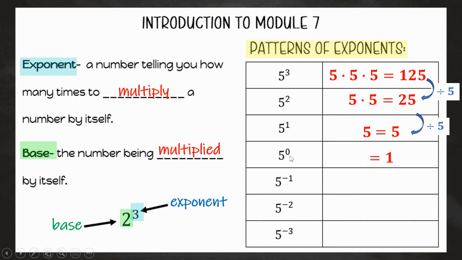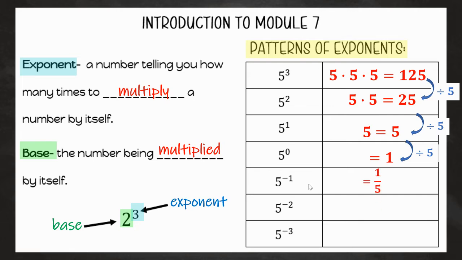Okay, 5 to the 0 power is going to equal 1. And that's because when 5 was to the first power, it was 5. And to go to the next exponent below, we're going to divide by 5. And 5 divided by 5 is 1. So really, any number to the 0 power will always, always, always be 1.